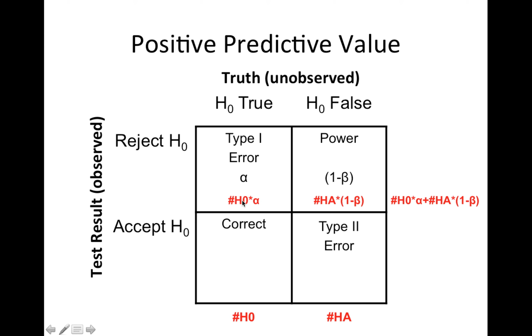Then to get this number, remember it was 0.05 times 1,000, so the error rate alpha times the number where the null is true. And likewise, you take the power, 1 minus beta, times the number where the null is false, and that gives you this value for this cell. And then you just sum these to get the total number of rejections. So this part here is simply the sum of this plus this.